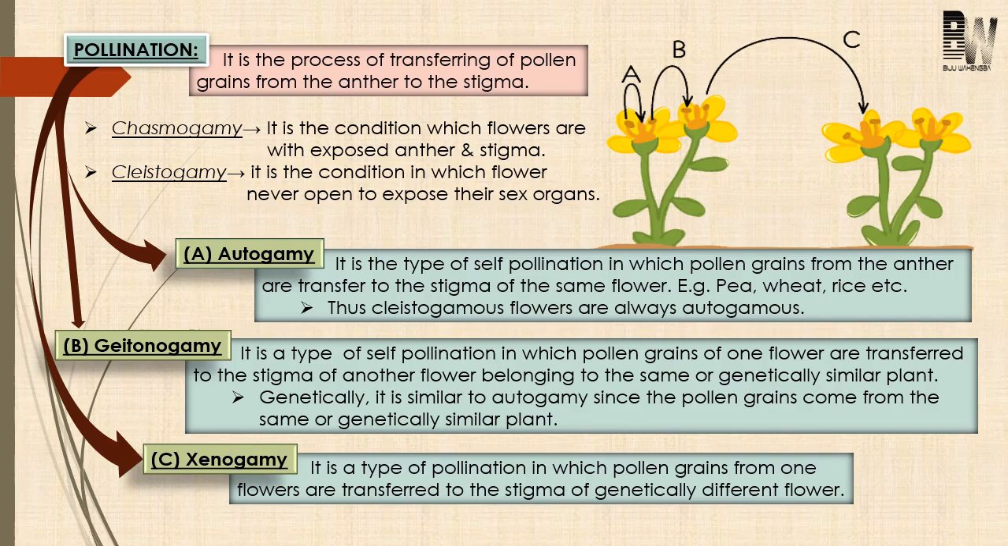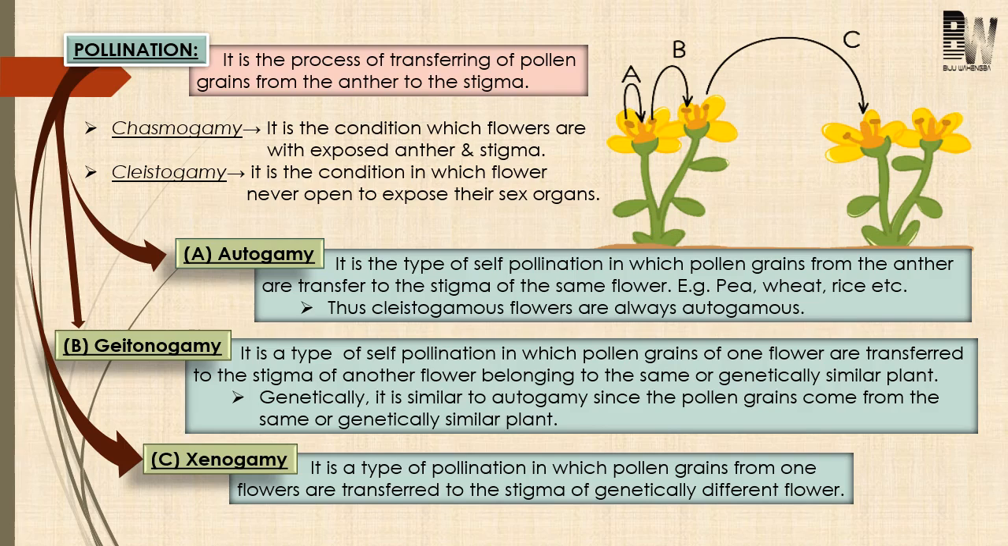So if an open flower is to perform autogamy, then such a flower should possess some important features, like the maturity timing of anther and stigma should be the same, and the anther and stigma should lie close to each other so that the pollen grain can easily land on the stigma. So if a particular flower possesses such characters, then such an open flower can perform autogamy. So this is about autogamy.